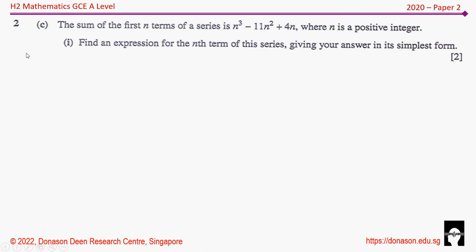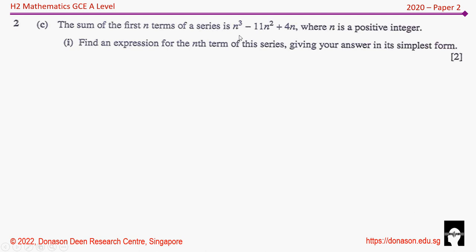Okay, let's look at part C now. Part C says the sum of the first n terms of the series is a cubic expression, n cubed minus 11n squared plus 4n, where n is a positive integer. Find an expression for the nth term of this series. This is not the nth term, this is the sum of the first n terms. So what we want is the expression for the nth term of the series, giving your answer in its simplest form. So how can we approach this?